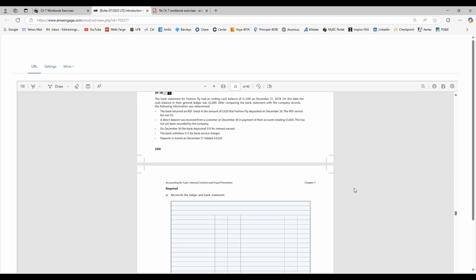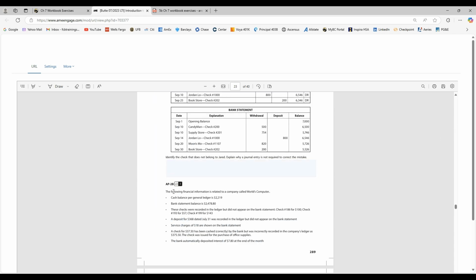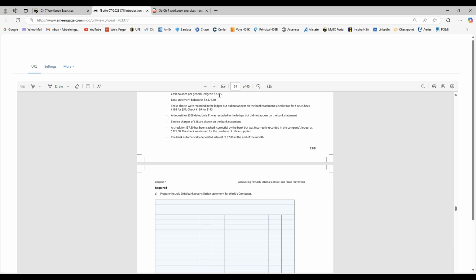Okay, so let's go to AP 2B, which is our first problem. The following information is related to a company called World's Computer. We've got a cash balance ledger and a bank statement ledger, so that's our beginning point. And then we've got a bunch of other transactions that we need to account for as we go through.